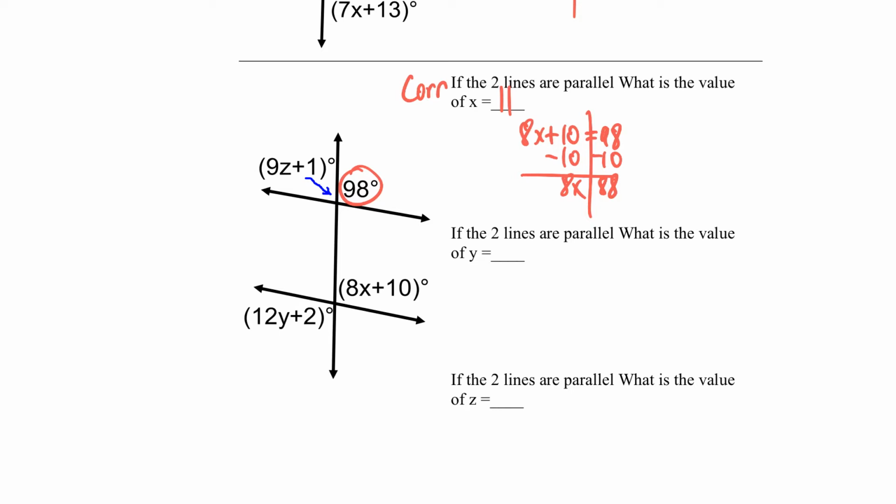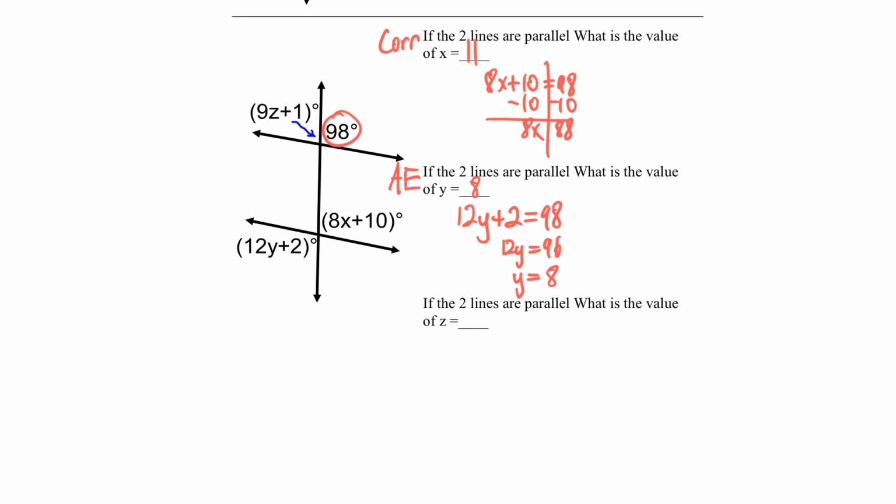Now, the 98-degree angle and the one with y in it, what are those? They're alternate exterior. So if the lines are parallel, what do I know about those? They're congruent. 12y plus 2 equals 98. So 12y equals 96, which means y is what? 8.